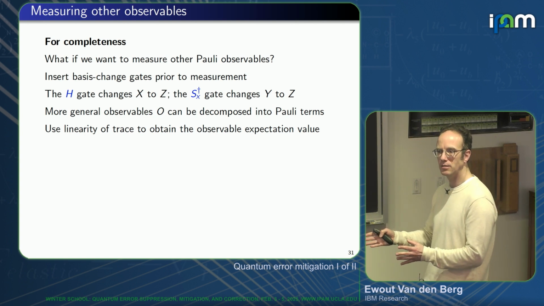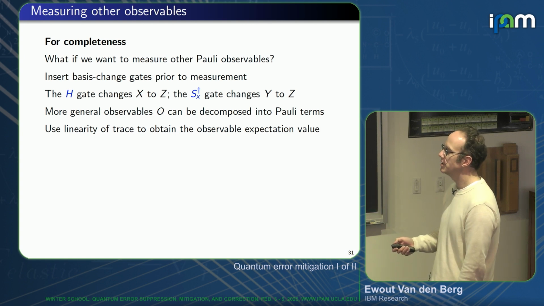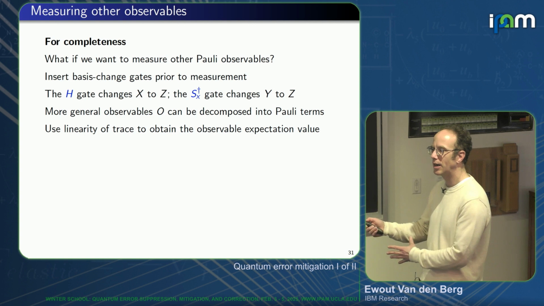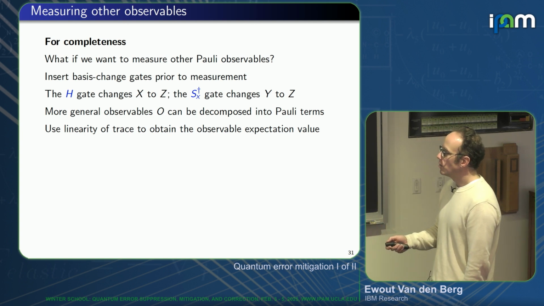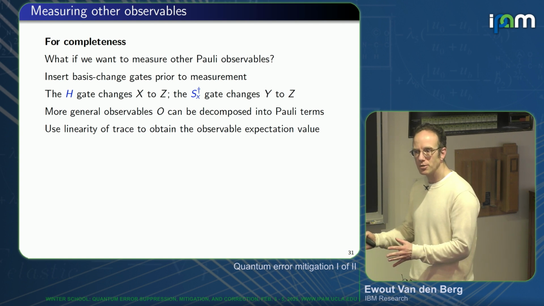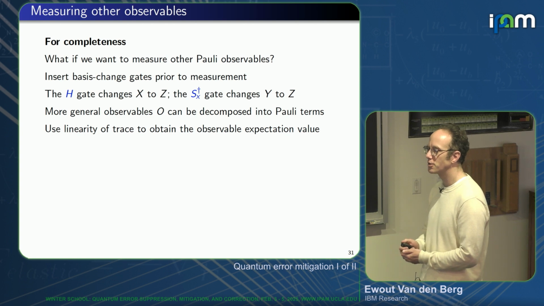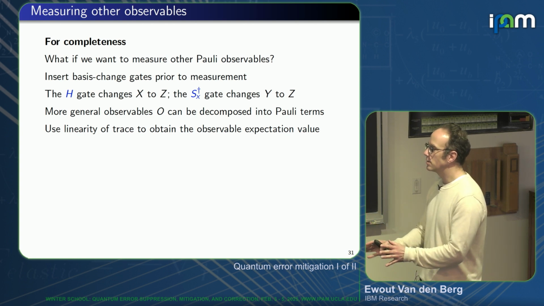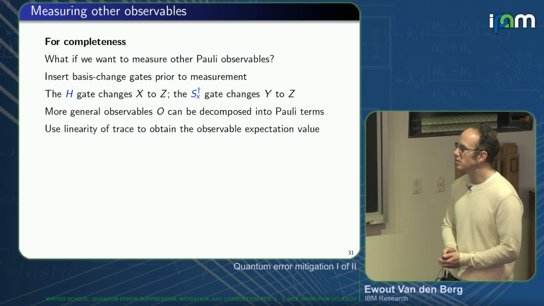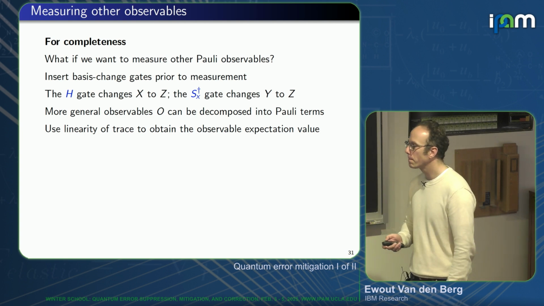So that way, if you want to measure any Pauli string, you change the basis and just measure it as Pauli z's. For more general observables, you can first decompose it into its Pauli terms, and then measure each independent one and use linearity of the trace to again combine the expectation values of all of the components.